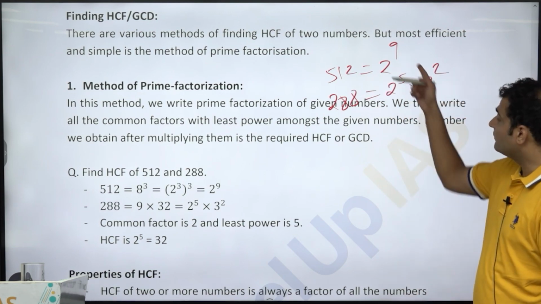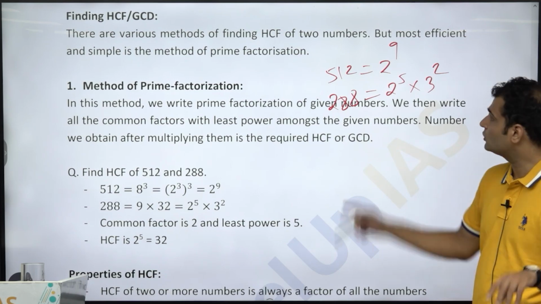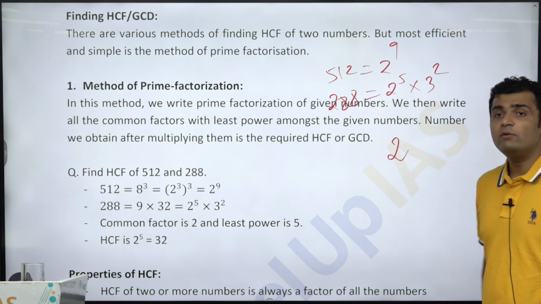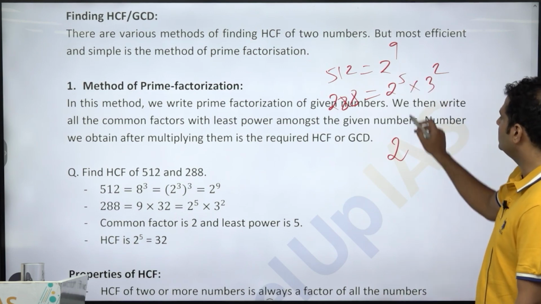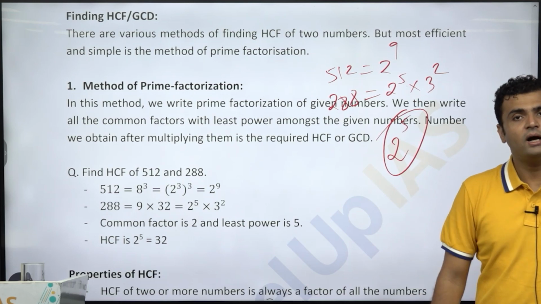What is the common factor among these two? Well, because we want to talk about highest common factor, first there should be a common factor. Common factor is 2. And what is the highest power of 2 that is common? Here it is 5, here it is 9, so 5 is common. So this is going to be the highest common factor.